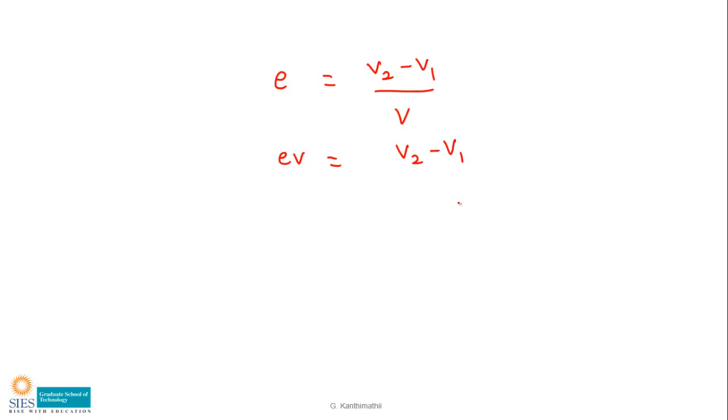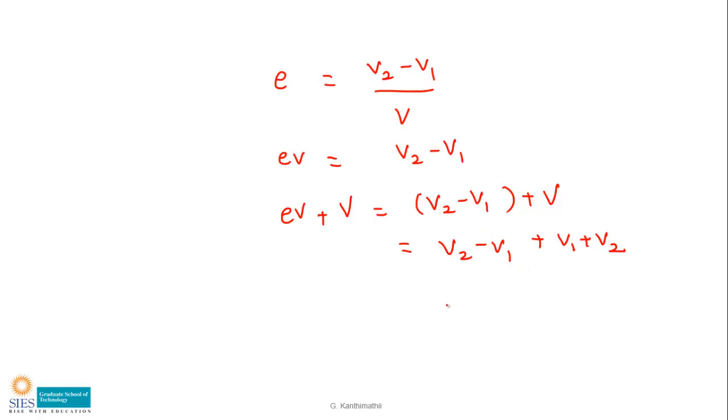But we are asked to find the ratio of the final velocity of the second sphere to the initial velocity of the first sphere. So we need to modify this in such a way that we get that ratio. What I am going to do is add v on both sides of this equation. We know that v is nothing but v1 plus v2, so v1 would get cancelled. I would get 2v2, which is nothing but ev plus v.